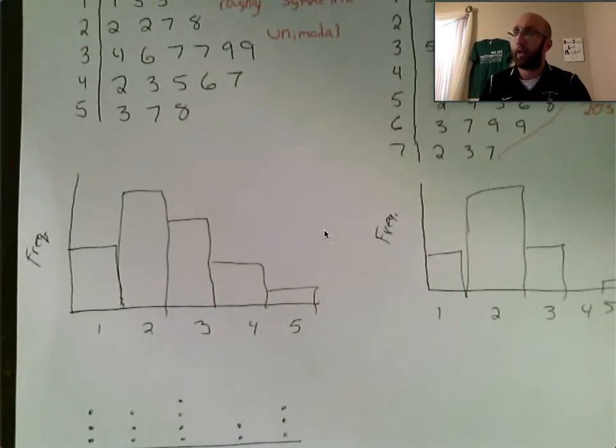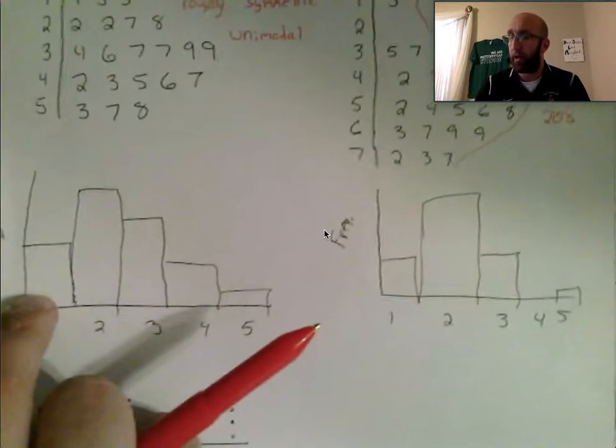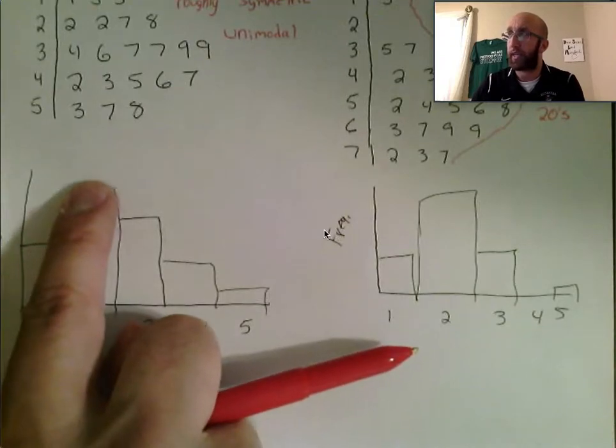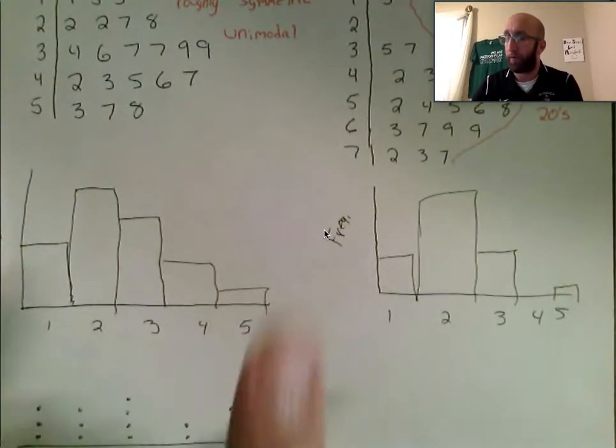Let's talk histograms. Histograms are a little bit easier to see shape because you don't have to do any turning sideways. So this first one, you see the data stacked up here on the left side and then really flattens out on the right.